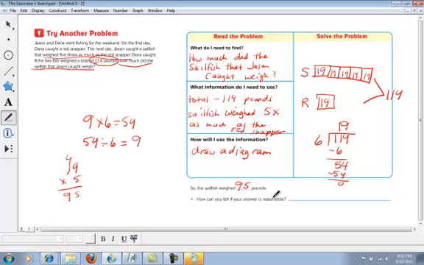Now, how can I tell if my answer is reasonable? Well, I can use estimation here and see that this is 95 pounds, and if I add about 20 more, that's 115 pounds, which is really close to the 114 pounds total. So I can use estimation to see if my answer is reasonable.